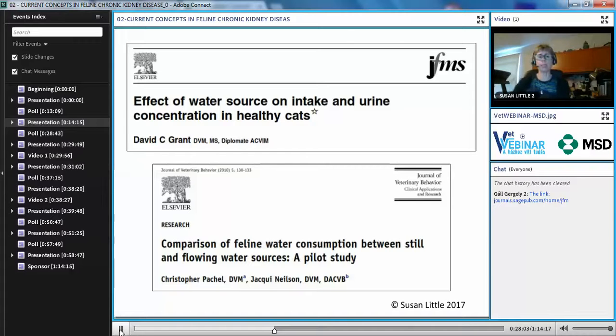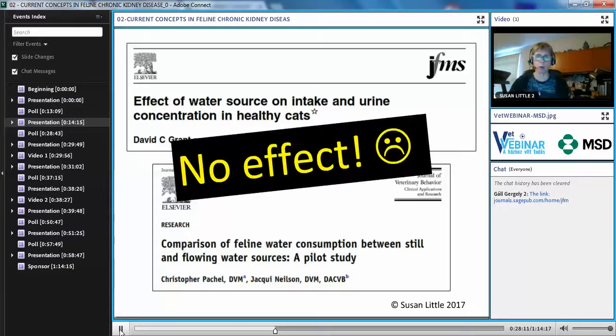Well, there has been a couple of studies done looking at the effect of water source. So trying to determine if cats actually will drink more water from a circulating water fountain versus a regular water bowl. And unfortunately, in both of these studies, the answer was no. The cats didn't drink any more water when the water was provided in a fountain versus provided in a regular water bowl. So it's a little bit disappointing to see that that might actually not make a difference to our patients.